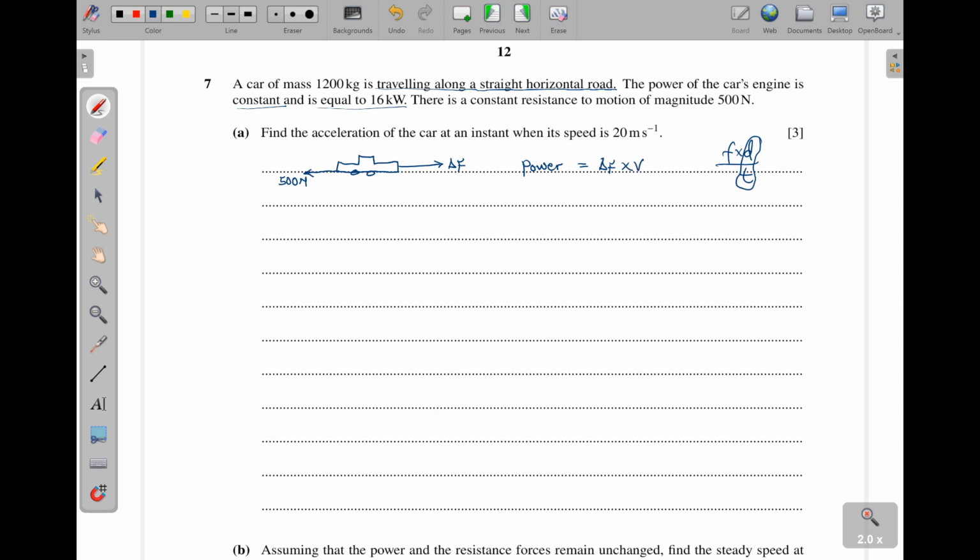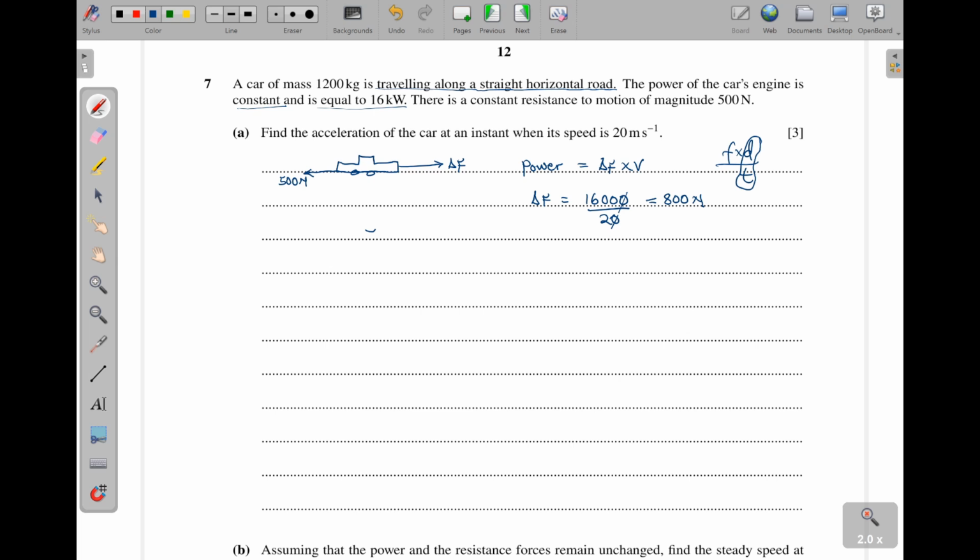So the driving force here is now going to be equal to the power, which is 16,000. You have to use watts, not kilowatts. Then divide by the speed, which is given as 20. This one will go. And then we get our answer as 800 newtons here.